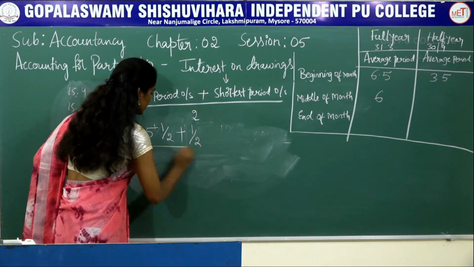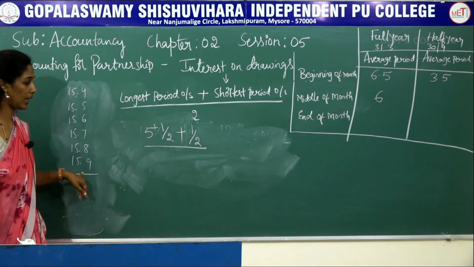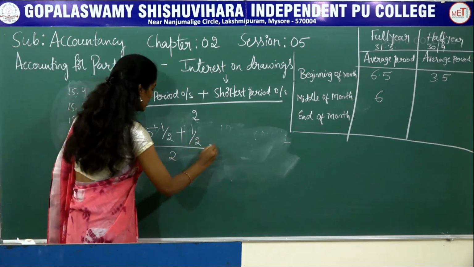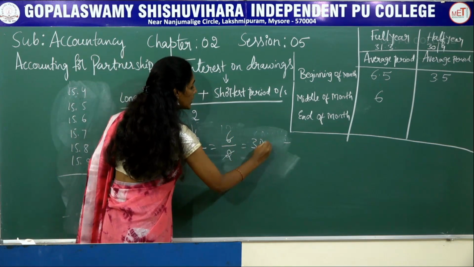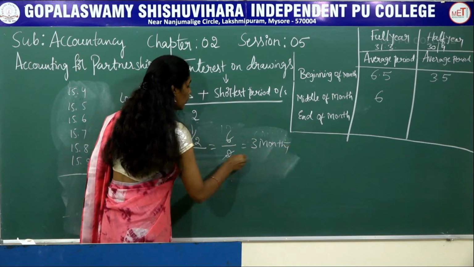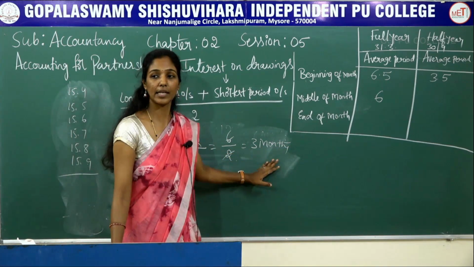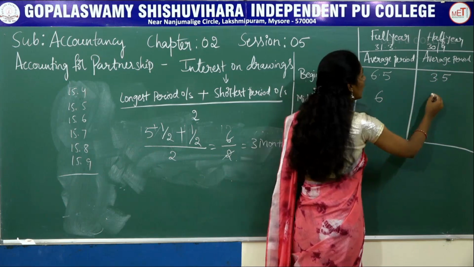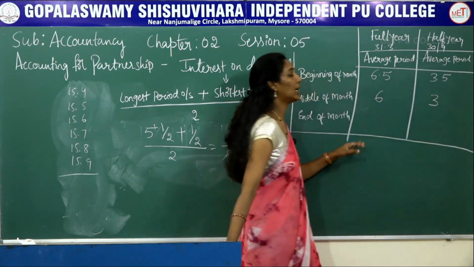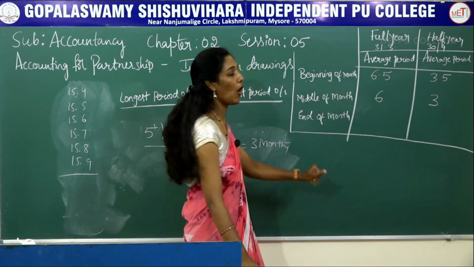is remaining, so then add together, then you will get 6 divided by 2. So 3 months. 2 ones are 2, 2 threes are 6. So you will get 3 months average period, and that is the average period when books of accounts are closed half yearly.